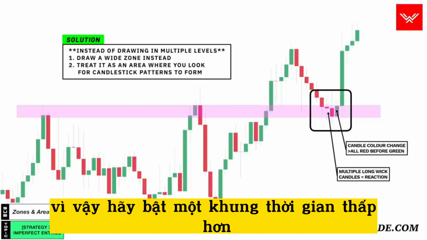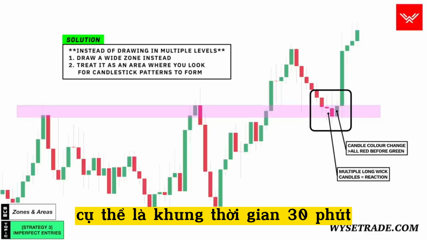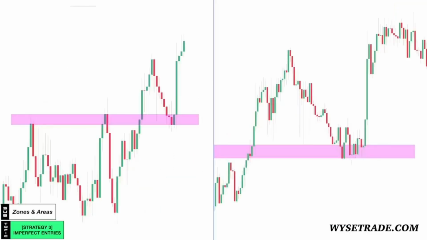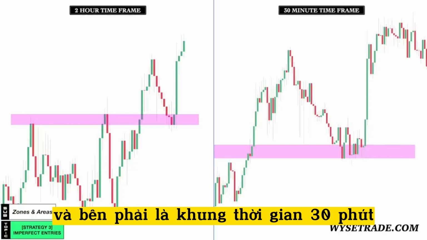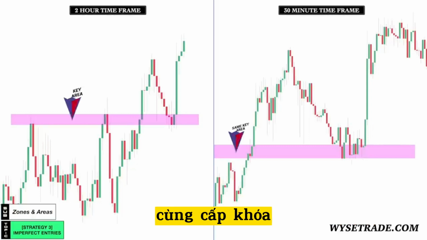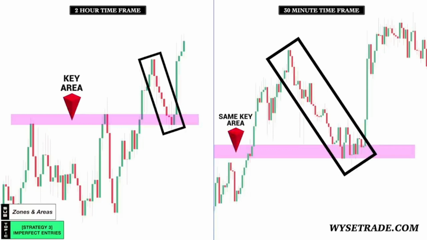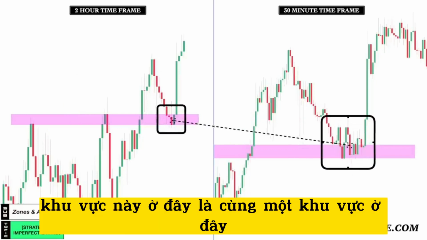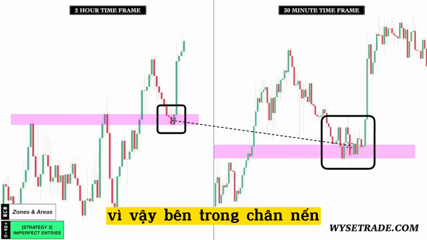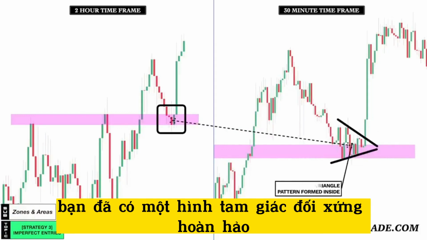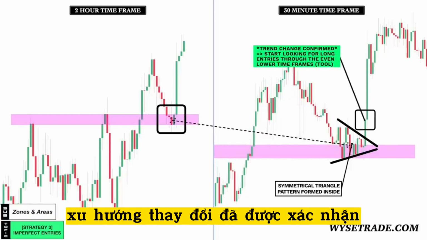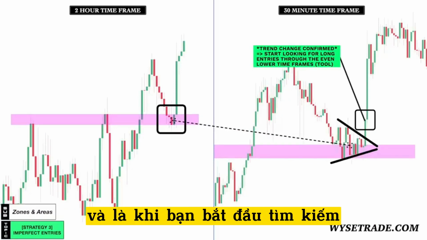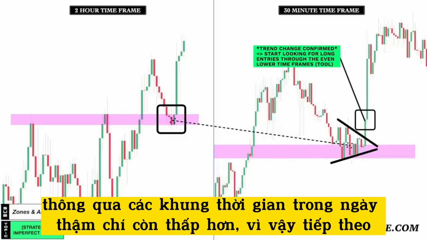So let's pull up a lower time frame, specifically the 30-minute time frame, and put it beside this one. On the left is the 2-hour time frame we just looked at, and on the right is the 30-minute time frame of the same asset. Same key level, same downtrend. This area here is this same area here. So inside of the candlesticks, you had a perfect symmetrical triangle form, and once price breaks above with bullish momentum, the trend change is confirmed and is when you would start looking for long trade entries through the even lower intraday timeframes.